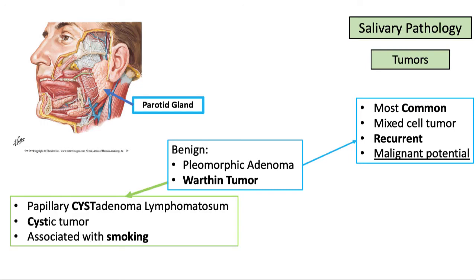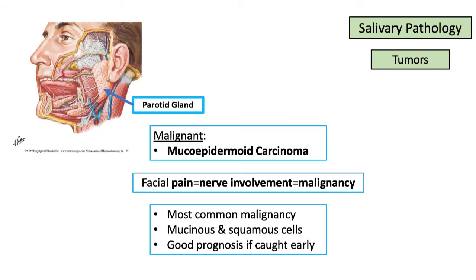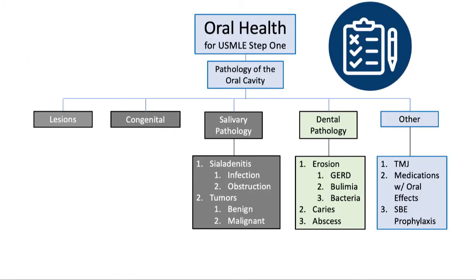Warthin tumor, also known as a papillary cystadenoma lymphomatosum, is a cystic tumor with germinal centers and smoking as a significant risk factor. Mucoepidermoid carcinoma is the most common malignant tumor of the salivary glands. It is comprised of both mucinous and squamous cells and has a good prognosis when caught and treated early. Facial nerve pain and numbness can accompany this tumor. And that will do it for the salivary glands.